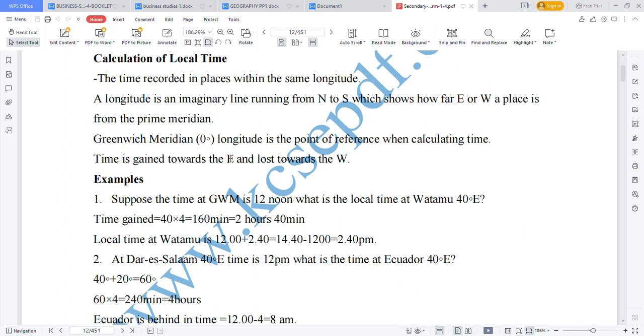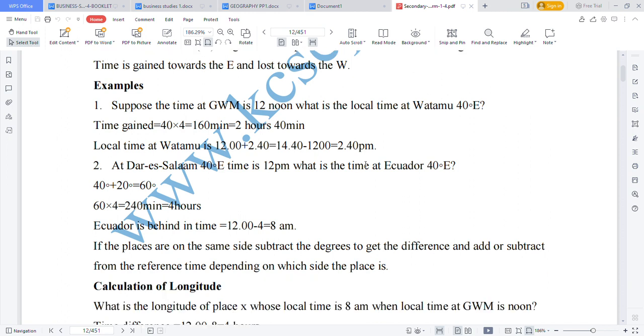So what is Greenwich meridian? It is the point of reference when calculating time. Time is gained to the east and lost to the west. Very important: time is gained to the east and lost to the west. So we have examples of such calculations.